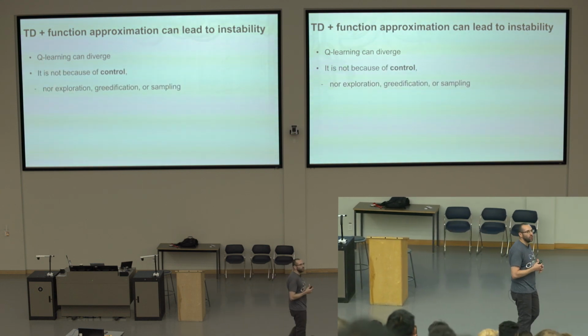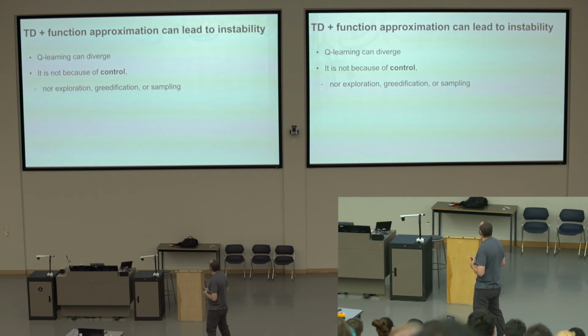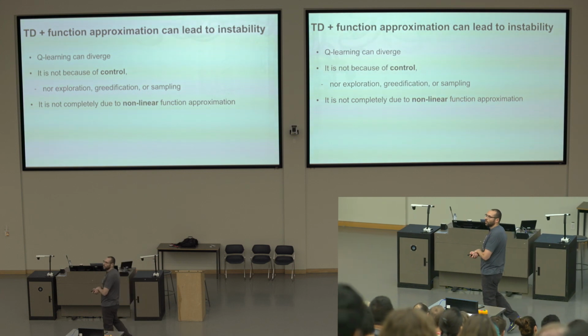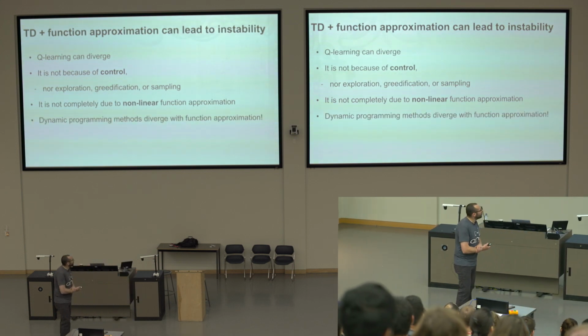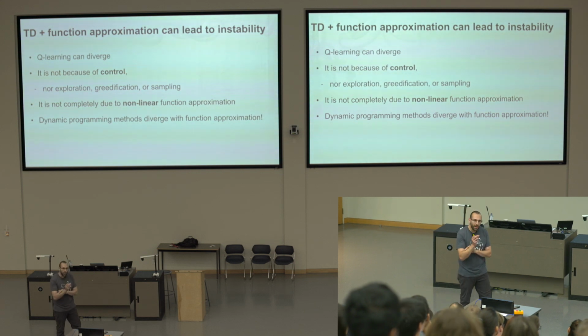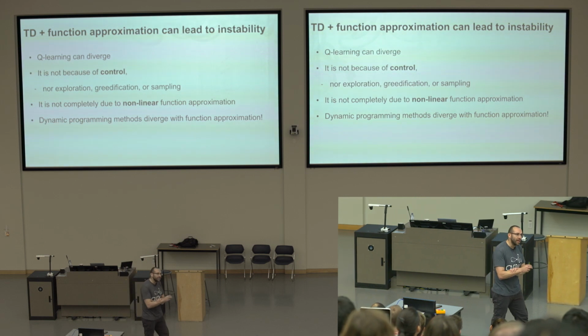But it's not because Q-learning is doing control. It's not because of exploration or greedification or sampling. And it's not even completely due to nonlinear function approximation like a neural net. It's really stunning. Dynamic programming methods can diverge with function approximation. The ones where we have access to the model of the world and you're using the Bellman equation over and over, that can diverge.